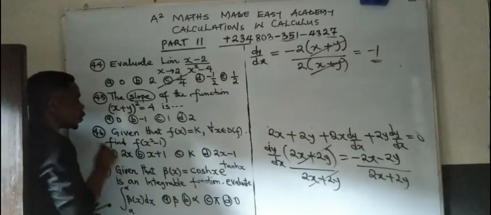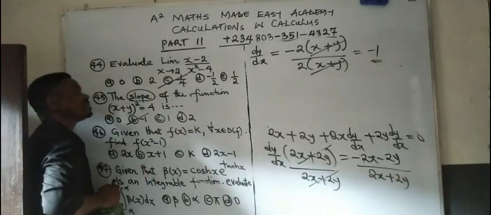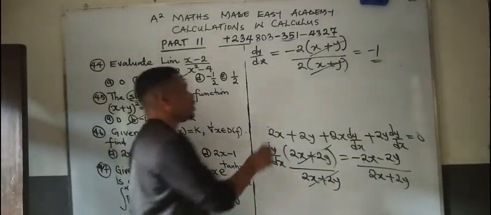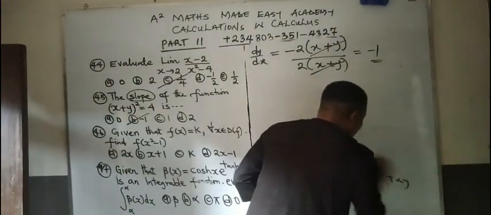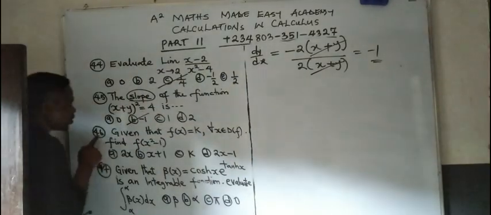Option A says 0. No. Option B says minus 1. Confirm. The correct answer is minus 1. This is differentiation by what? Implicit. Have I made myself clear? Okay, if that is gotten now let us move to question number 46.